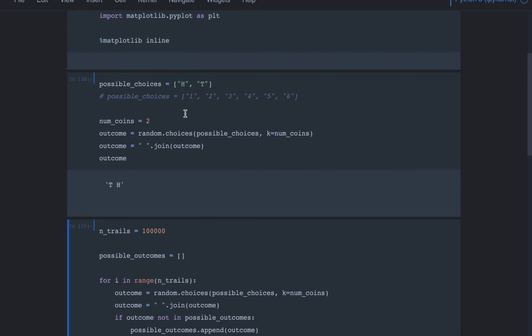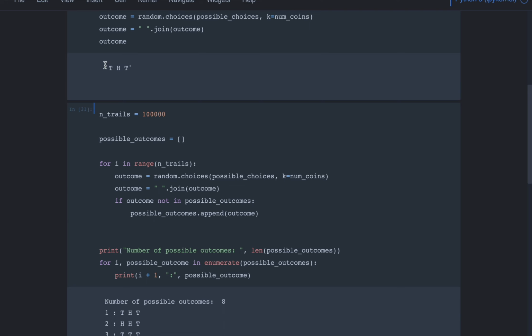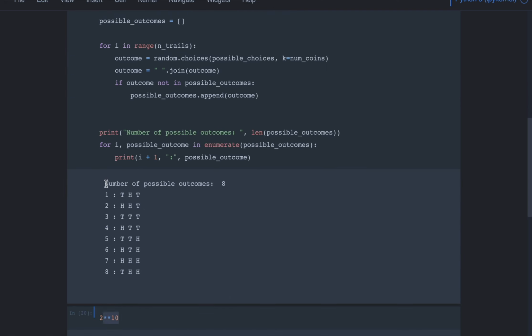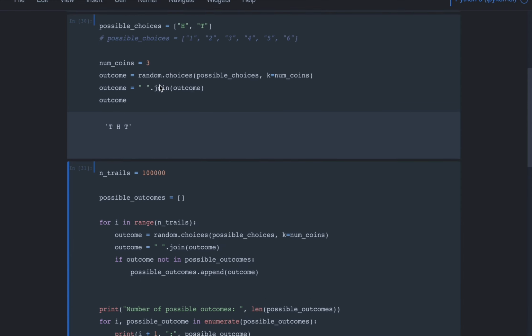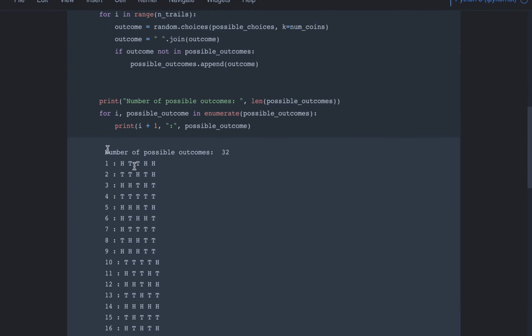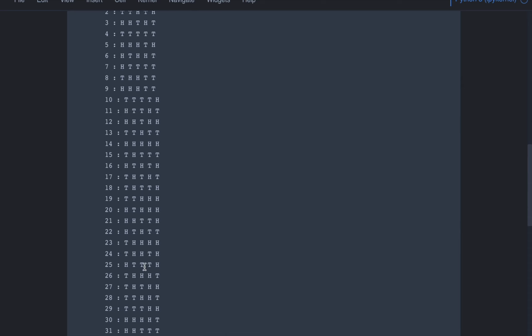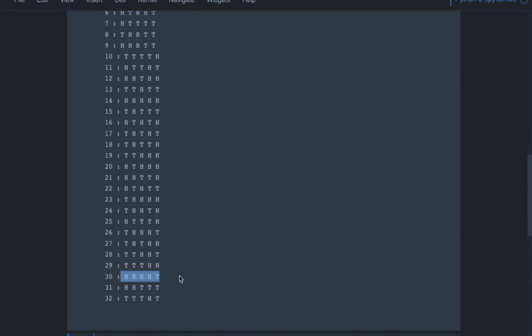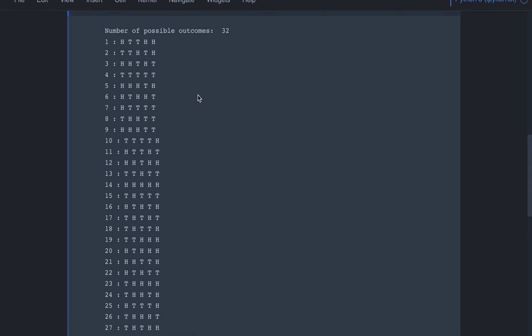Okay, now let's flip 3 coins simultaneously. So here is one example, but now the total number of outcomes is 8, and these are those outcomes. Okay, now let's flip, for example, 5 coins. Now this time the total number of possible outcomes is 32, and these are all those outcomes. So each of these outcomes is unique, right? For example, one of these is all heads, somewhere it should be there, and all tails, and so on and so forth.